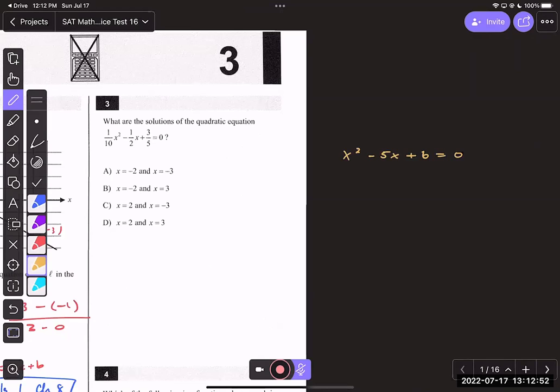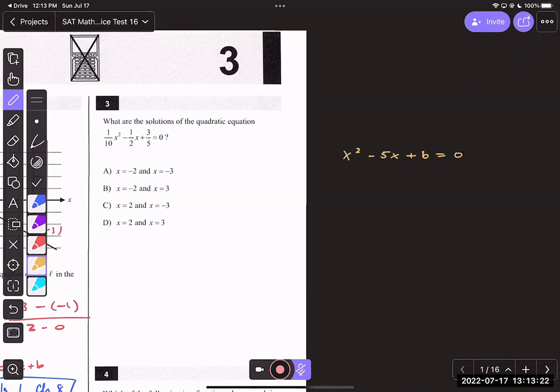All right, what now? And then you just factor it. Yeah. So at this point we can factor. So when we're factoring, what do we need to consider? That it adds up to -5 and multiplies to +6. Yeah. So if it adds up to a negative number but multiplies to a positive one, what kind of numbers do we have? x minus 2 times x minus 3.